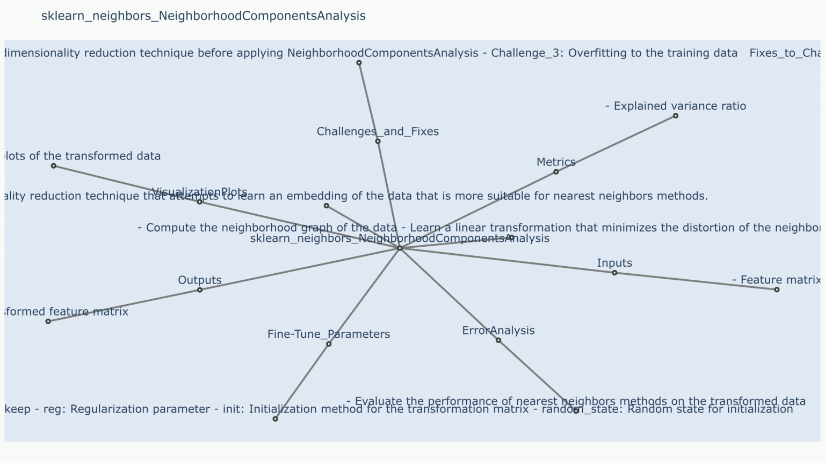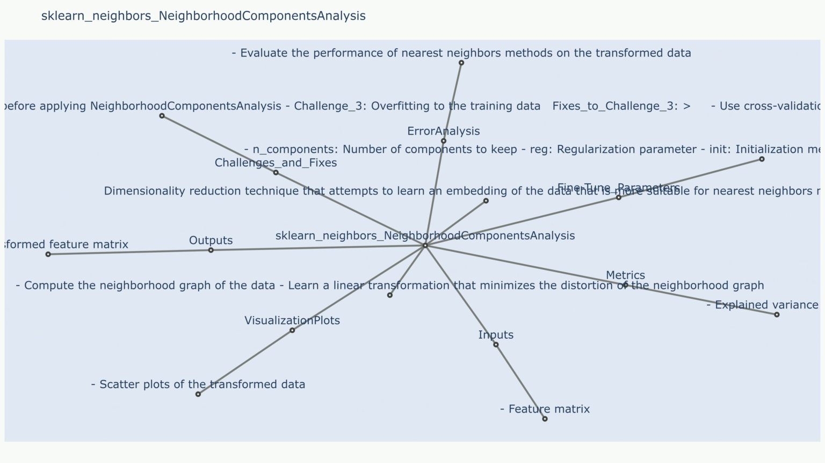Metrics: reconstruction error. This metric measures the difference between the original data and the reconstructed data after projection and back projection. It can be used to assess the quality of the dimensionality reduction.